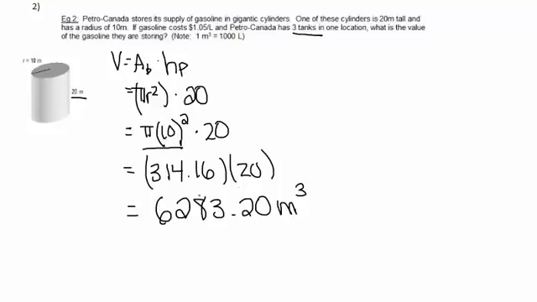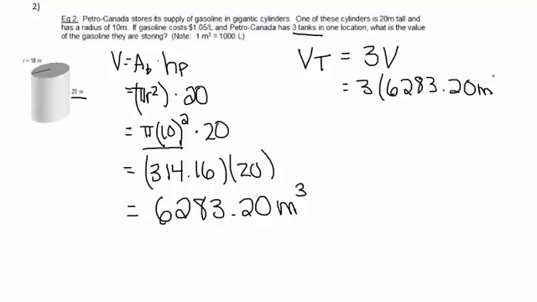Now to figure out our final answer, so how much gasoline can we store in all 3 tanks, we take the value that we found for 1 tank and multiply it by 3. So our total volume is equal to 3 times the volume of 1 tank. So 3 times that 6,283.20 meters cubed that we just found, and we get our total answer to be 18,849.60 meters cubed.